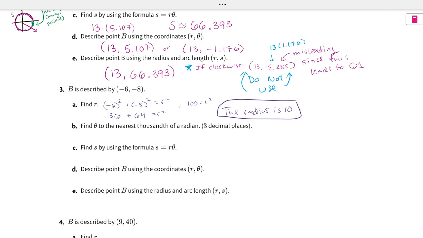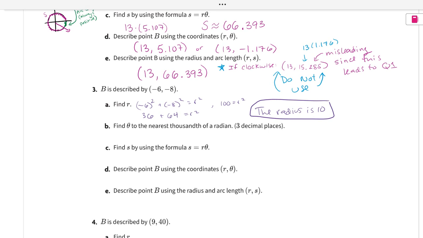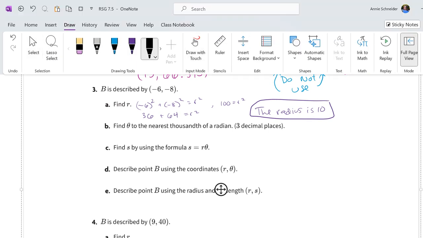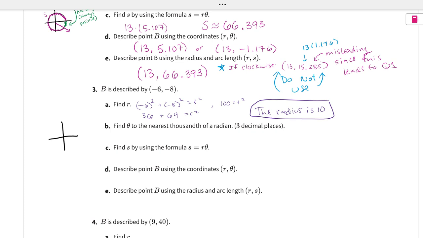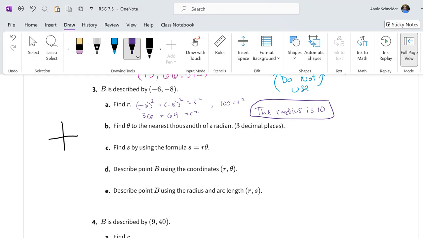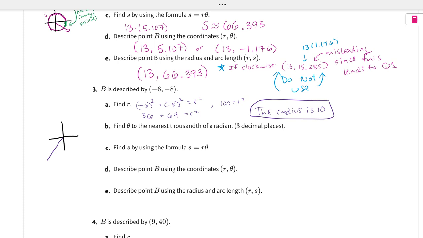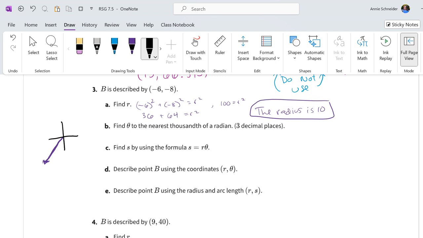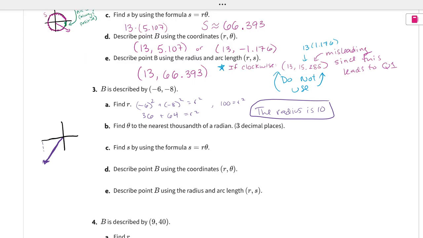All right, the radius is 10. Find theta to the nearest thousandths in a radian. Again, let's make sure we know which quadrant this is. So negative 6, negative 8, we're double negatives. That's going to be quadrant 3. So this one we're actually going to get an incorrect answer for, right? And I'll explain why. It's not incorrect. We just can't just trust our calculator to give us the correct answer right away.